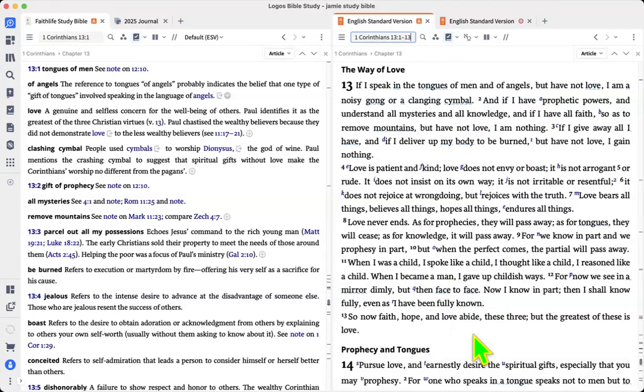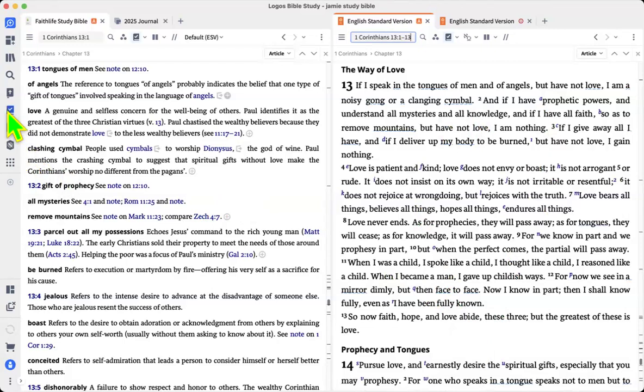Because if you look at the literary context of 1 Corinthians, you'll understand that Paul is saying something here in chapter 13 that has nothing to do with marriage. So you may say, okay, Jamie, how am I going to get there? How am I going to understand the literary context?